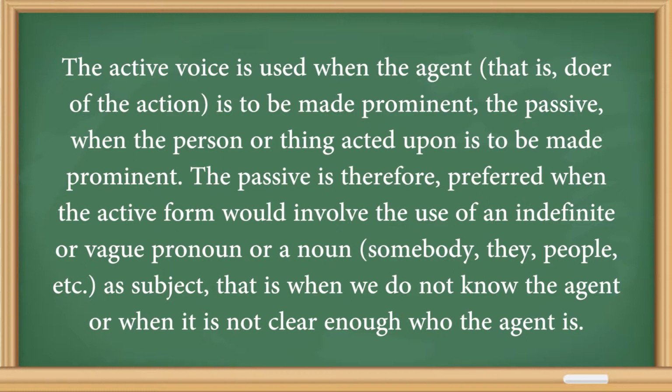The passive is therefore preferred when the active form would involve the use of an indefinite or vague pronoun or a noun. It means somebody, they, people as subjects. I mean, they are vague. We don't know who exactly is the doer. So that is when we do not know the agent or when it is not clear enough who the agent is.